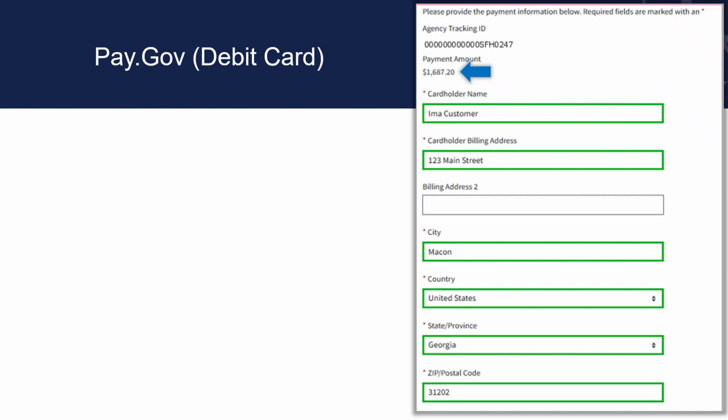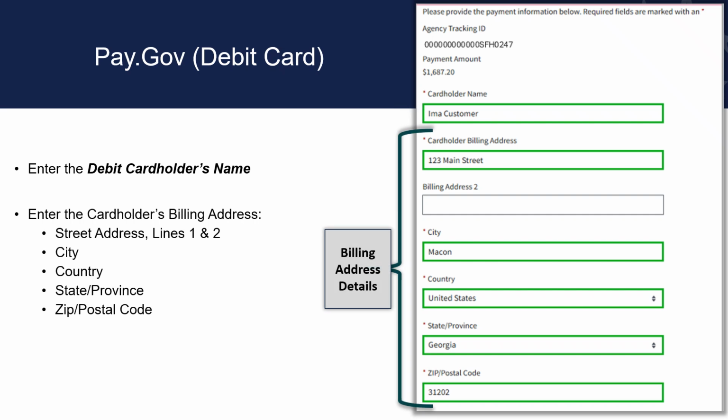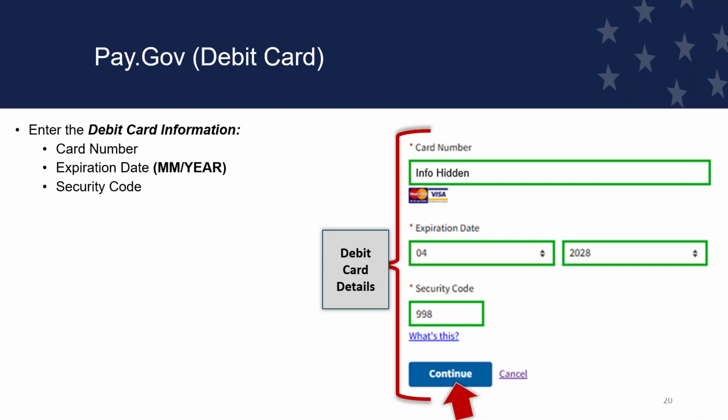In Pay.gov, you can verify the payment amount, then start entering the payment's details. First, enter your name as the debit card holder, and then enter the billing address. Next, the debit card information should be entered, which includes the card number, expiration date, which is entered by 2-digit month and 4-digit year, and then the security code.